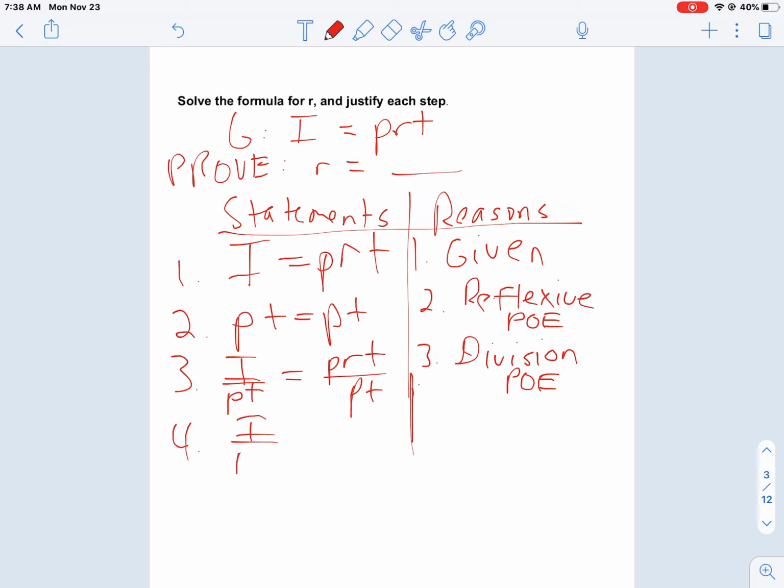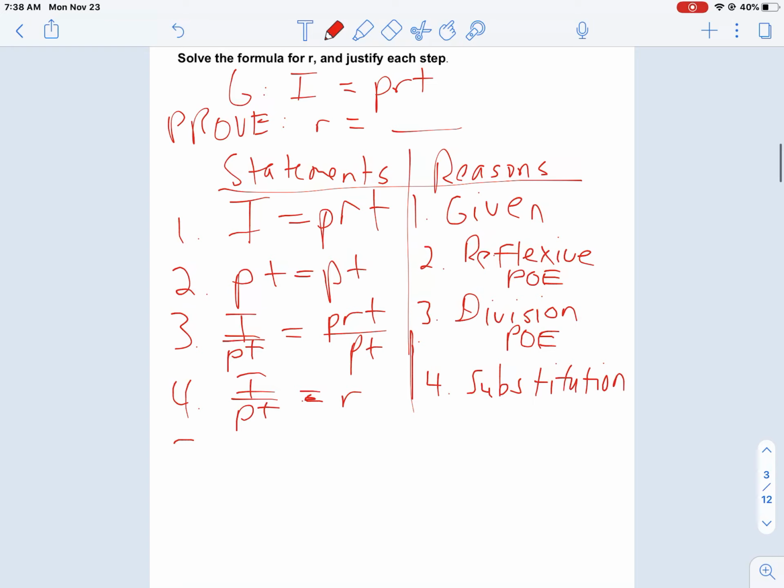Then I get I over PT equals R. And that's substitution. Once we've solved for our variable, actually, let's put the R on the left-hand side as we have it in the proof statement. And that would be symmetric.